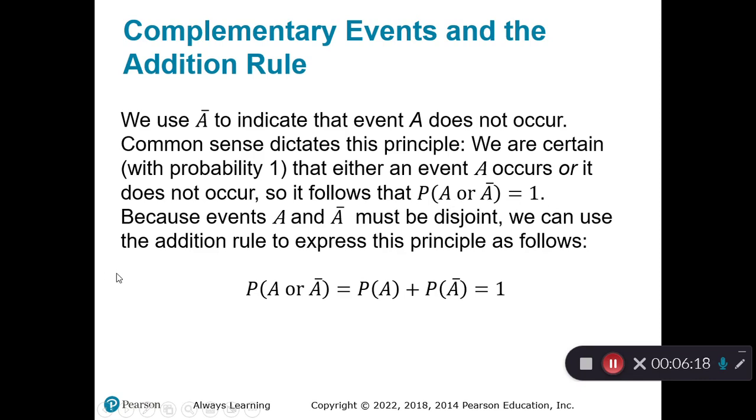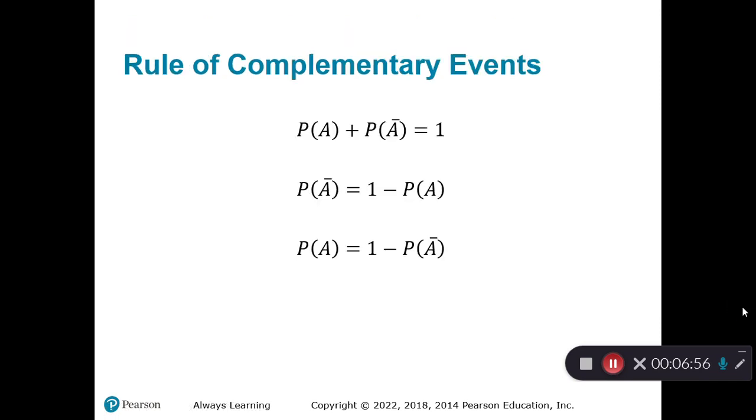Because events A and A complement must be disjoint, we can use the addition rule to express this principle as follows. The probability of A or A complement is equal to the probability of A plus the probability of A complement, which is equal to exactly 1. And that makes sense. This probability would consider all the outcomes in the sample space that satisfy event A, and the second probability includes all of the outcomes that don't satisfy event A, and together they cover everything in the sample space, every possible outcome.